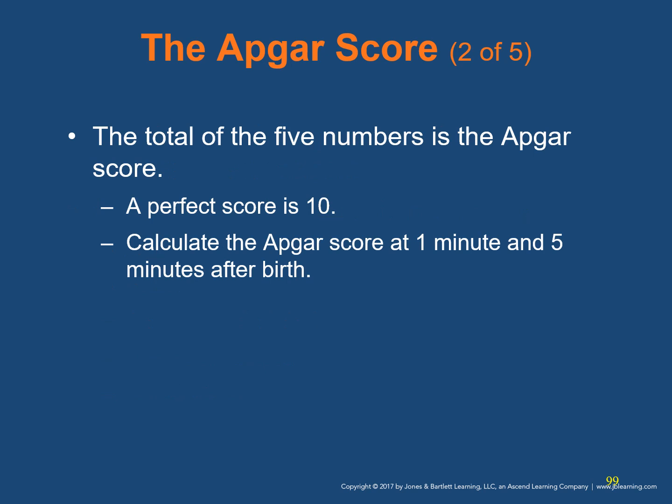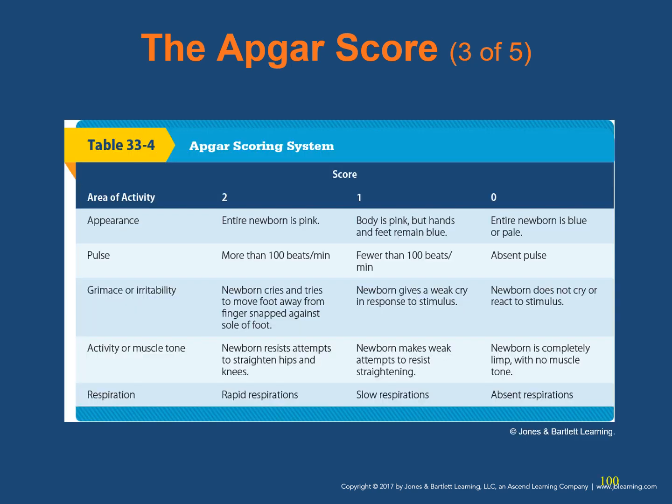The total of the 5 numbers is the Apgar score. A perfect score is 10. Calculate the Apgar score at 1 minute and 5 minutes after birth. The table on this slide shows how to calculate the Apgar score for a newborn.